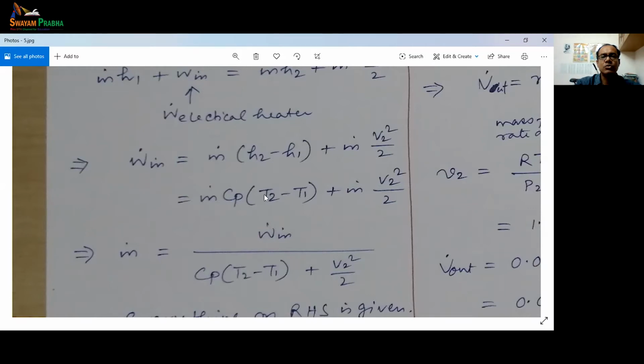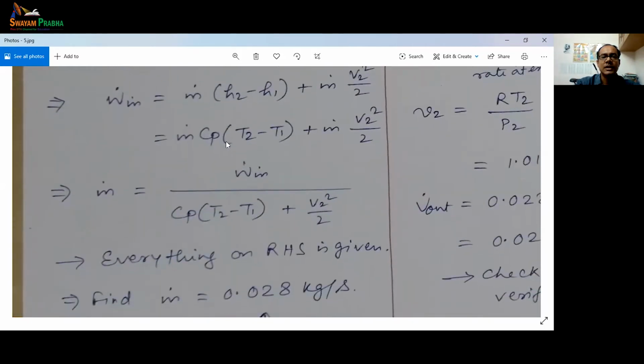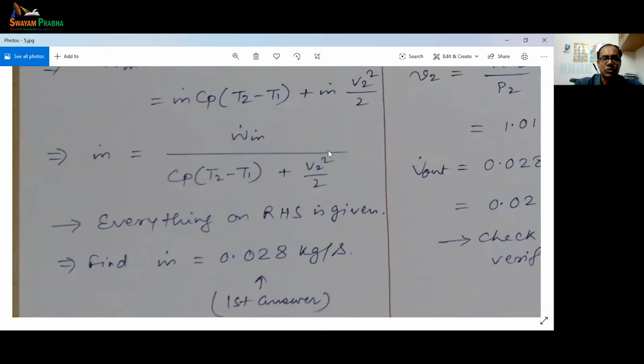Now this h2 minus h1, you can write as Cp into (T2 minus T1), right? Enthalpy of a gas or any stream, you can write as specific heat into temperature. So h2 minus h1 is Cp into (T2 minus T1). From this, you can solve for m dot, which will be W dot in divided by [Cp (T2 minus T1) plus V2 square by 2], right?